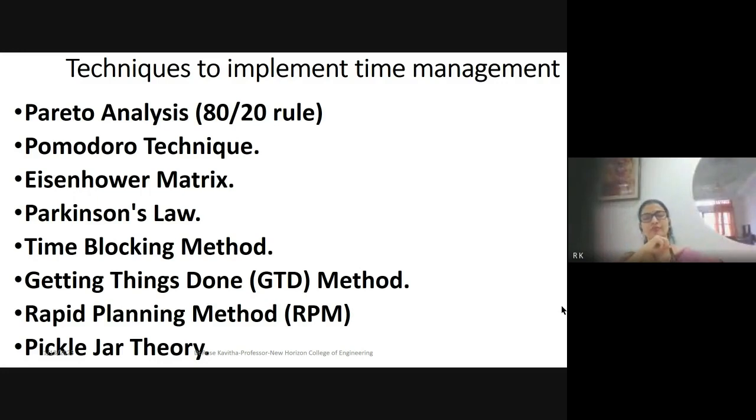So this is called the Getting Things Done method, the GTD method. And the Rapid Planning Method is also something similar to that. It is step by step. I remember the motivational speaker Tony Robbins said that he designed the Rapid Planning Method to inspire massive action. This time management technique allows one to focus on the things that make a difference in your life.